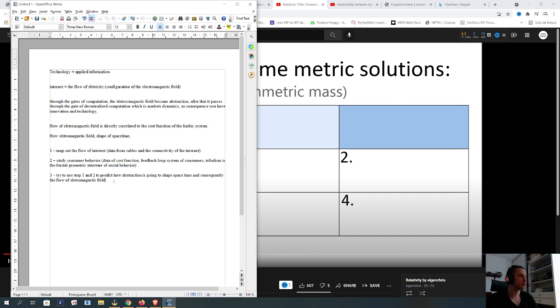So I think the first part is understanding this flow from electromagnetic to information, and then, if I'm able to understand this, to use it to try to create a different system that doesn't overfit the data sets.